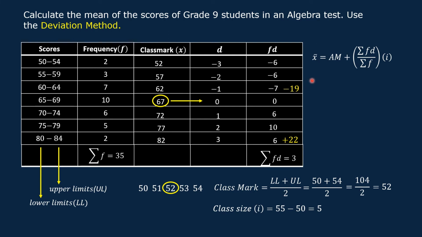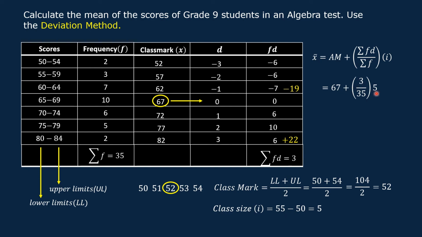The formula is mean is equal to assumed mean plus sigma FD over sigma F times I. I is the class size, which is equal to 5. So we just substitute. The assumed mean is 67. So substitute 67 for AM or assumed mean. And then substitute 3 for sigma FD. Substitute 35 for sigma F and 5 for I or class size. So this is now equal to 67 plus 3 over 35 times 5.